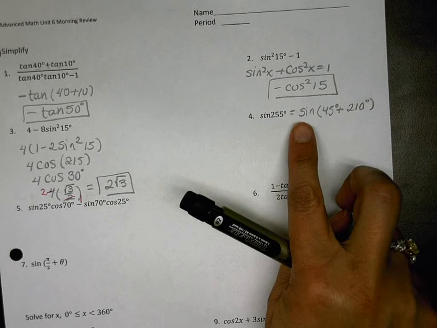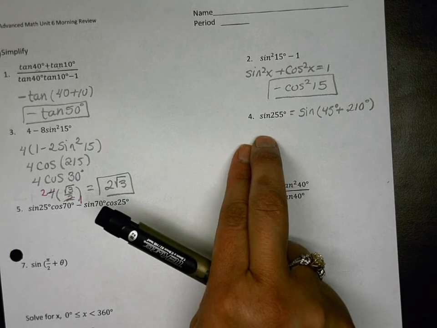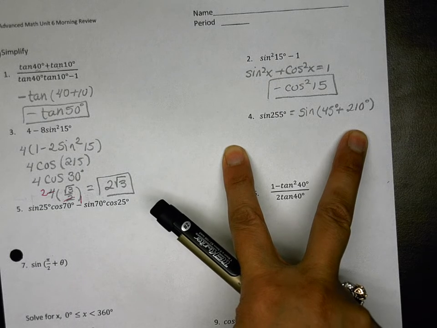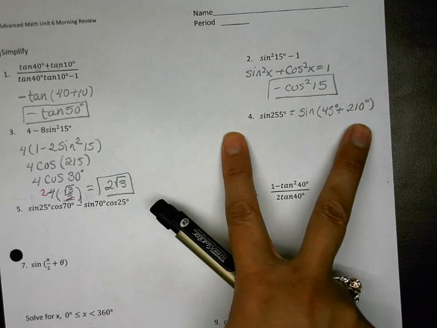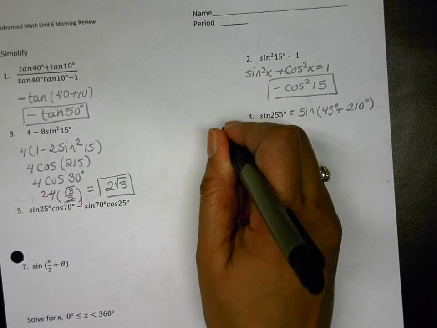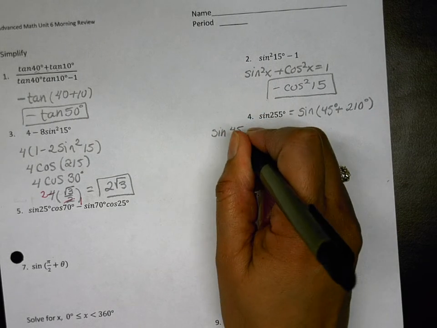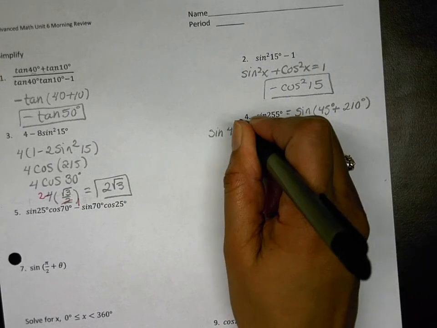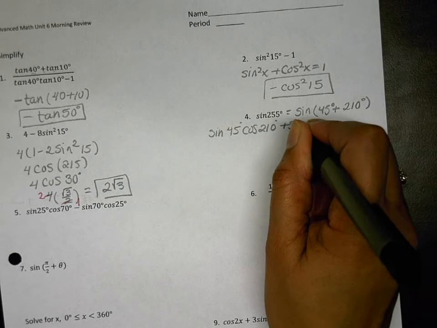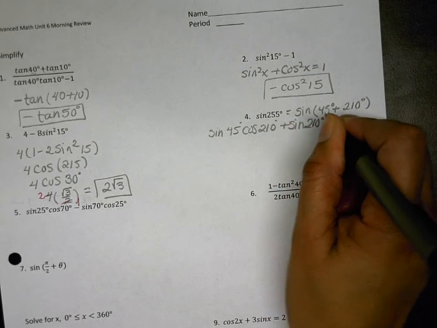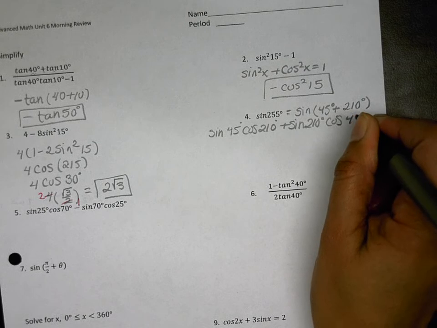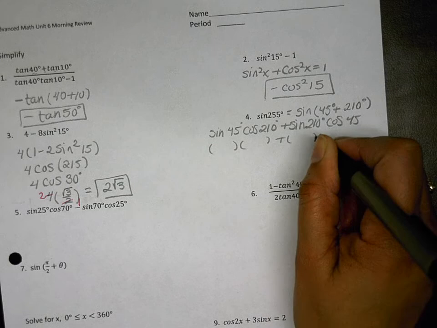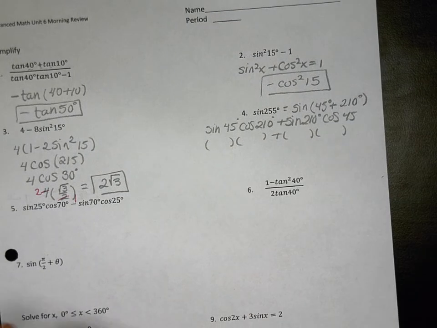Okay, do I distribute the sine or use my angle addition formulas and expand it out? Distribute or expand? Expand. Sine of 45, it's friendly, so cosine of 210. And it keeps its sign, so plus sine of 210, cosine of 45. And then this is where you use your unit circle to evaluate all of those. Go ahead and do that now.